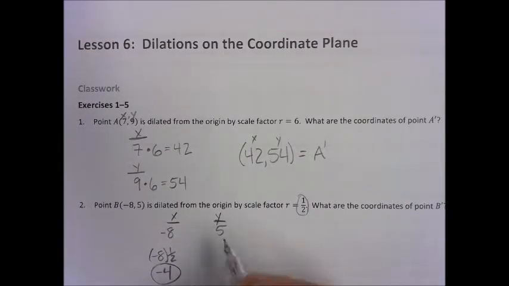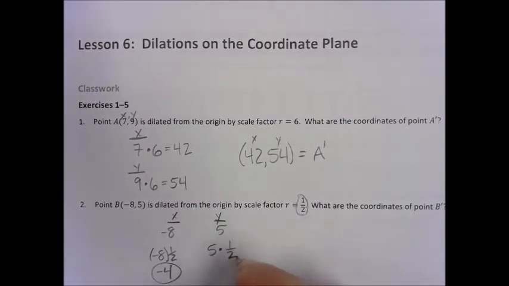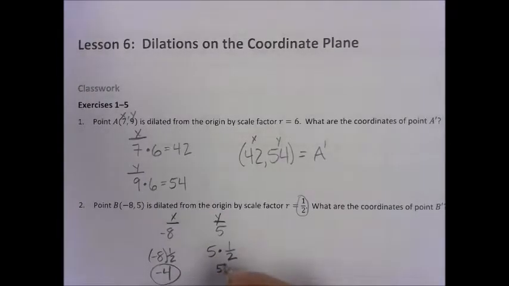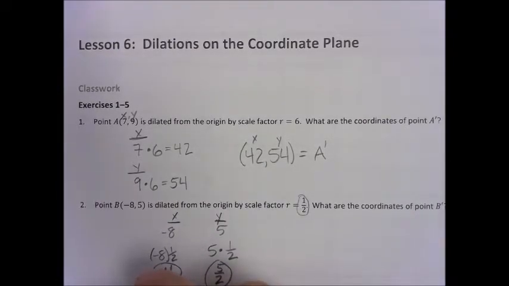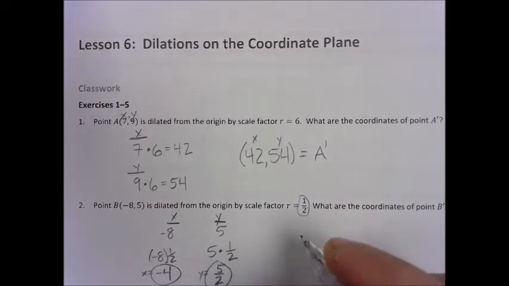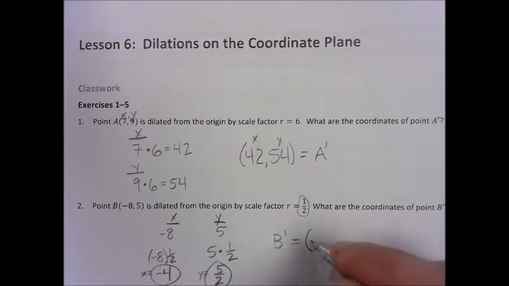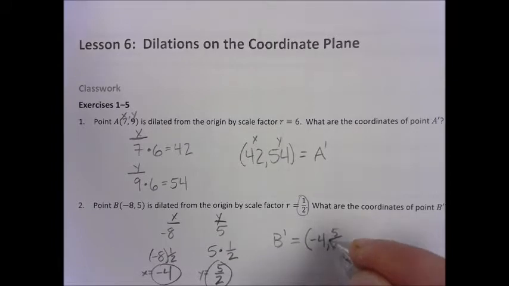Now with my y, I have 5 times 1/2. You can either use a calculator or not, you don't necessarily have to, but whenever I multiply 5 times 1/2, I get 5 over 2. That would be my y. So my x is equal to negative 4, my y is equal to 5 over 2. So B prime is equal to the coordinates (-4, 5/2).